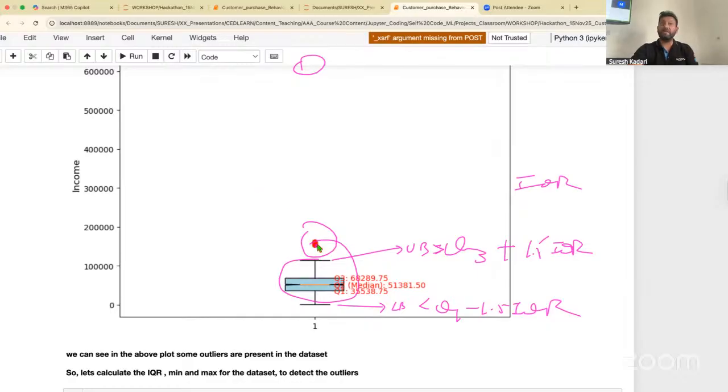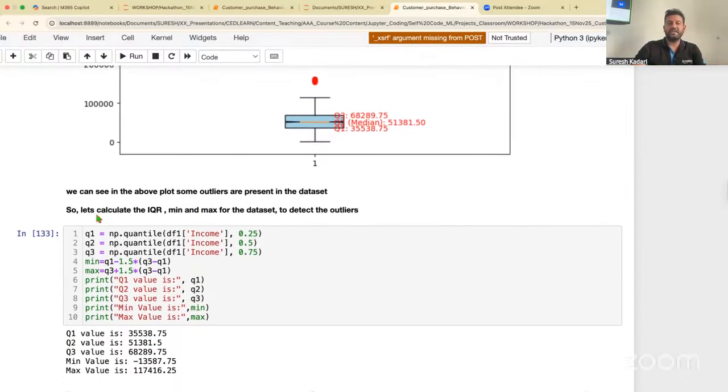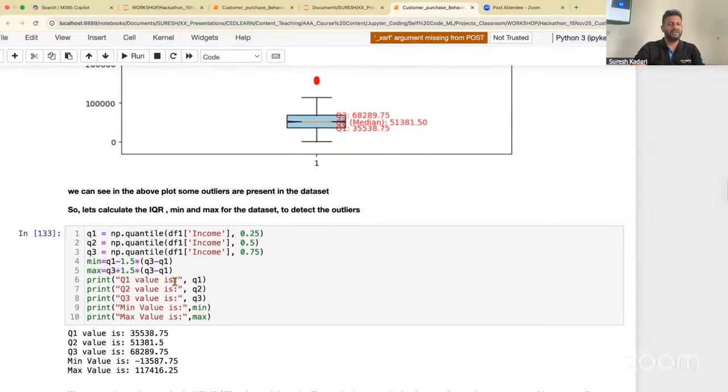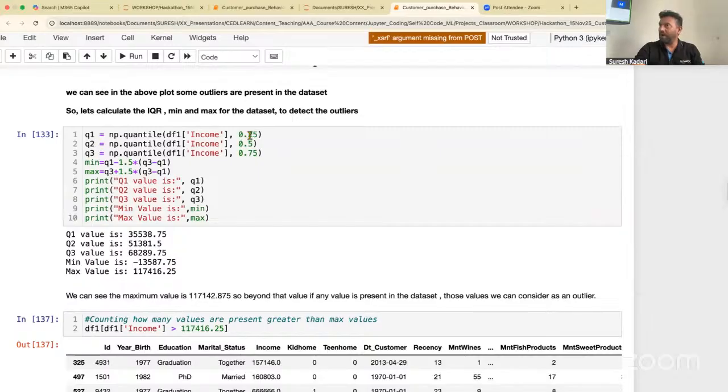You can find outliers visually, but visually it is only for you to understand that there are outliers. To remove them, you need to physically calculate the IQR. Only then can you find the upper boundary. So let's calculate IQR. I calculated quantile 1, quantile 2, quantile 3, and I'm applying the formula Q3 plus 1.5 times IQR for the upper boundary, and Q1 minus 1.5 times IQR for the lower boundary.